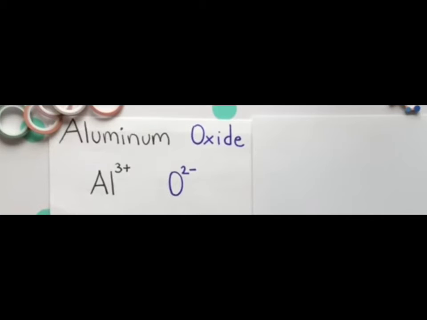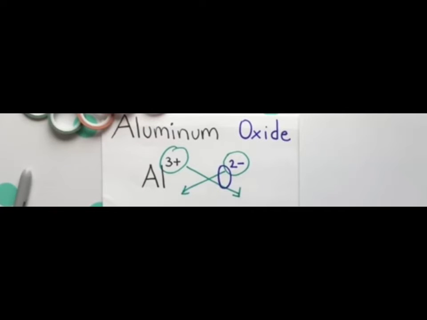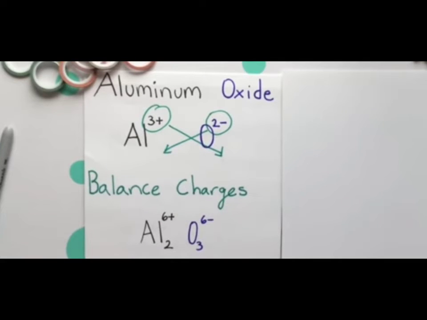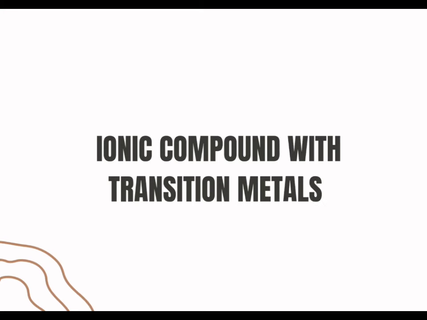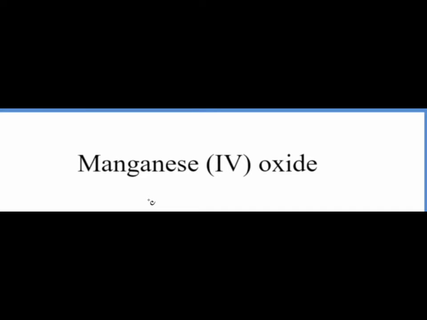After that, let's do the lasso or cross multiply, and we'll get Al 2 positive 3 and O 3 negative 2. Then eliminate the charges. So the ionic compound formula is Al2O3. The second is ionic compound with transition metal. This consists of the name of our transition metal, Roman numeral in parentheses, and non-metal ending in -ide.